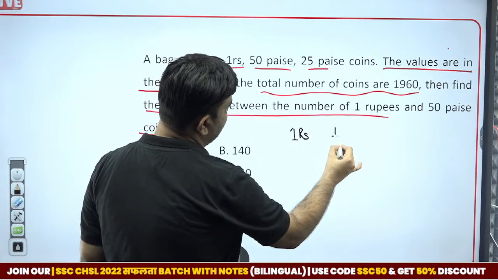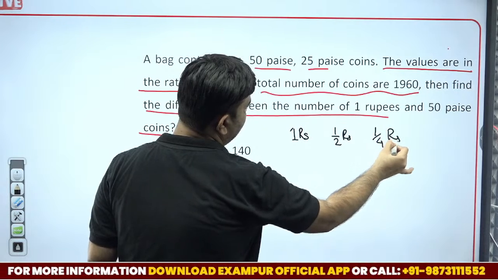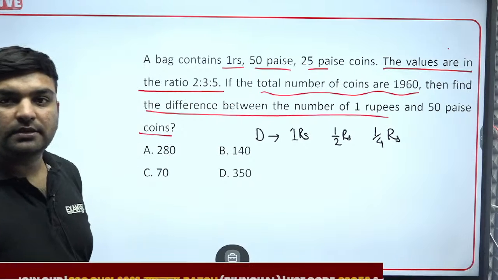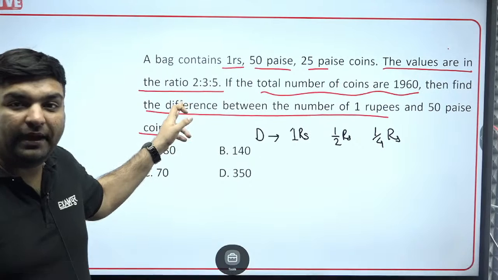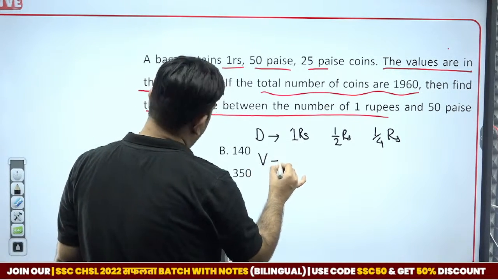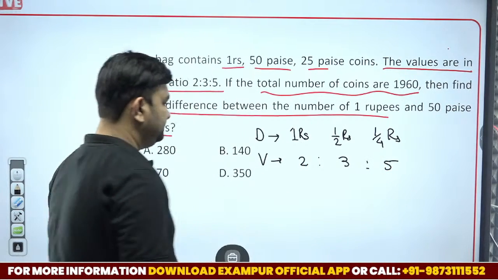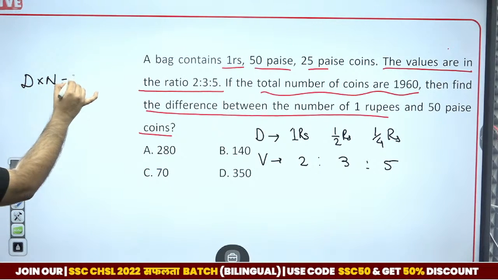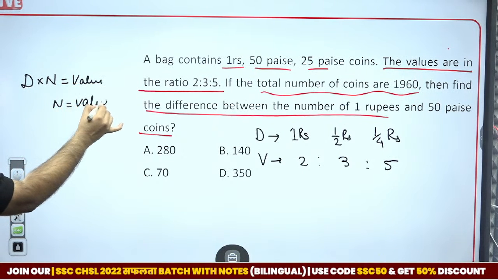One rupee, 50 paisa is half rupee and 25 paisa is 1/4 rupee. Denomination. Their values ratio is given, my dear. What is given? Their value ratio is given. Value is 2:3:5. You know, denomination into number is a value. So number is a value upon denomination.